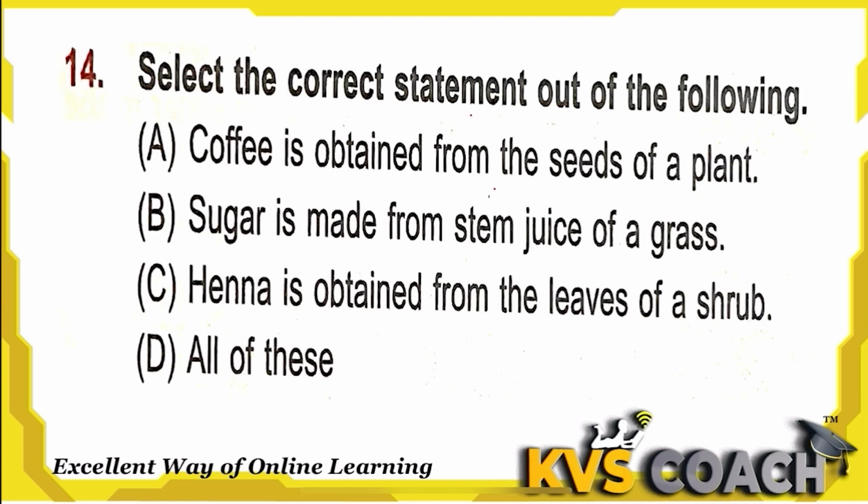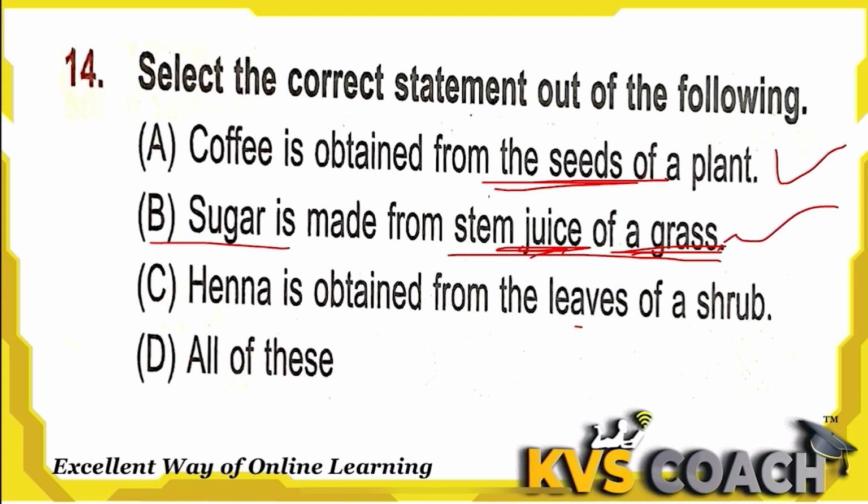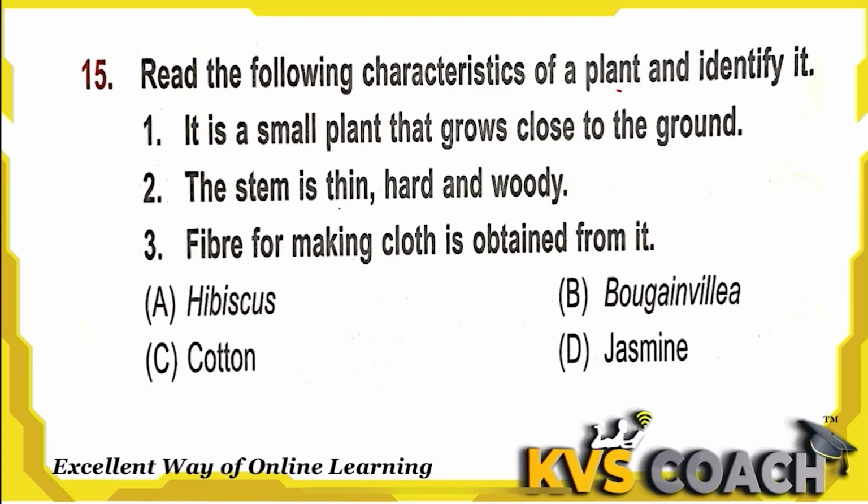Option A, coffee is obtained from the seed of the plant. Yes, we discussed previously that coffee is the seed part of the plant, right? Sugar is made from the stem juice of grass. Yes, the sugarcane plant is a grass. From this stem we get juice and from this juice we get sugar. This is also right. Henna is obtained from the leaf of a shrub plant. Yes, henna is a shrub plant, not a tree. So this is also right. It means all of these statements are right. Option D is the right answer.